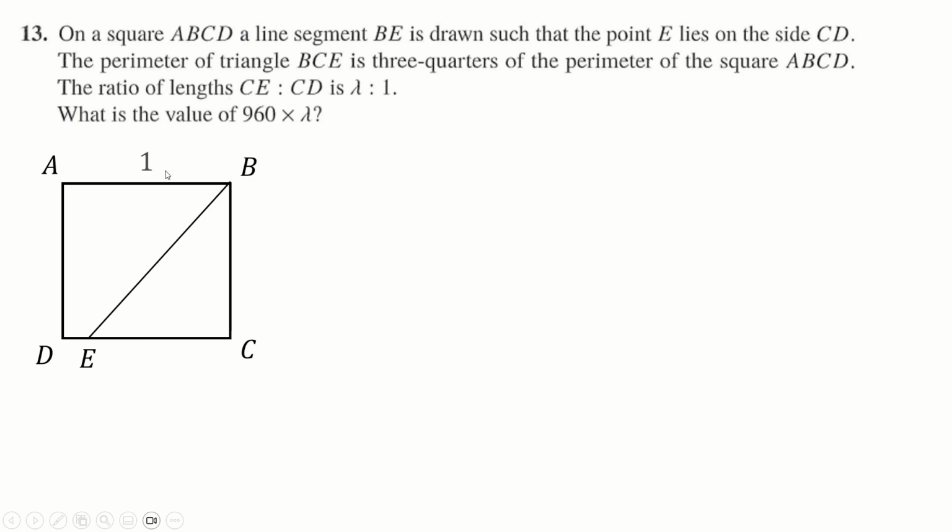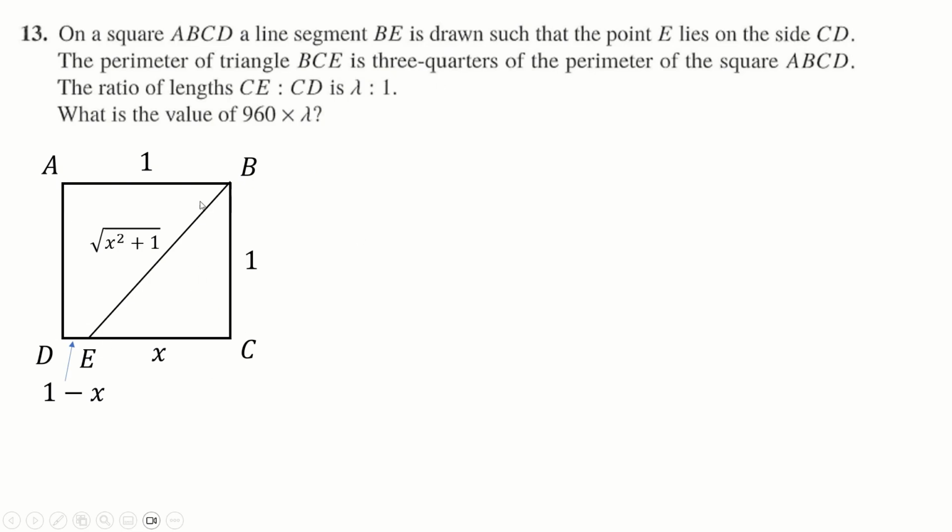Just make the square side length 1. Very standard trick in these questions. Call this x. I should have called it lambda. I don't really know why I didn't. Now this length by Pythagoras is root 1 plus x squared, and this length here is 1 minus x, because this length is 1. Now the perimeter of the square is 4. 3/4 of 4 is just 3.